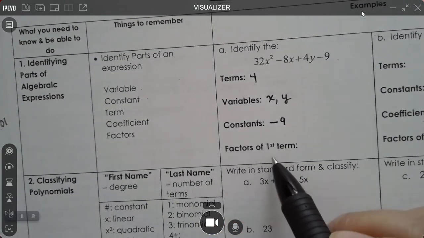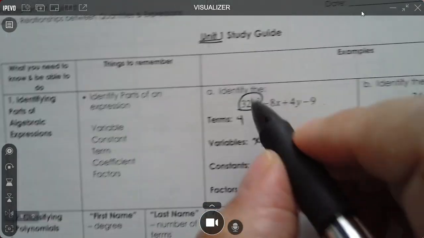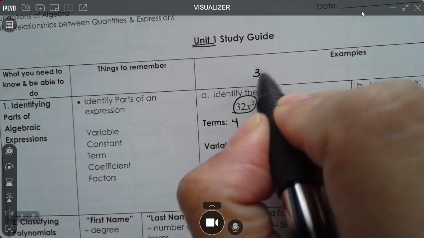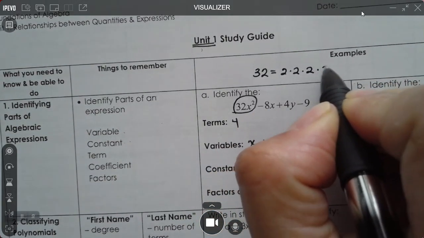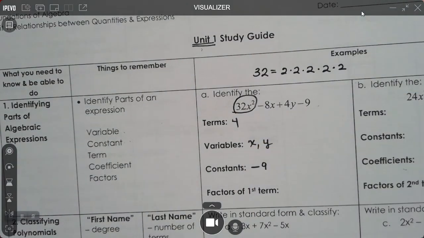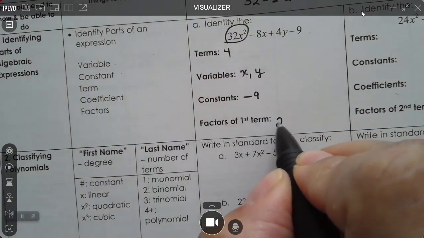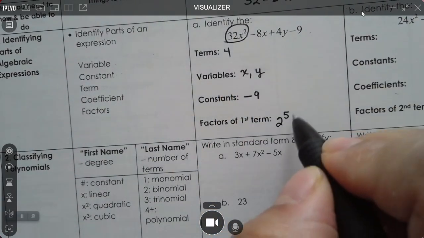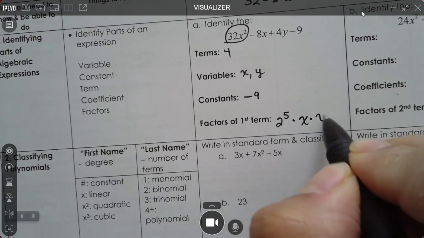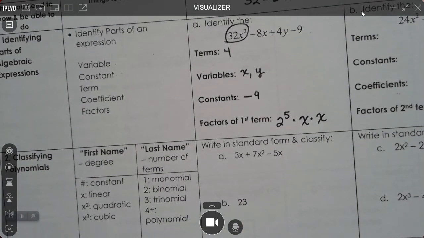Factors of the first term. The first term is 32x squared. 32 can be broken down into 2 times 2 times 2 times 2 times 2, 5 twos. So the factors are 2 raised to the 5th power, and x squared can be broken down into x times x. So factors are the things that you need to multiply together to get that number.